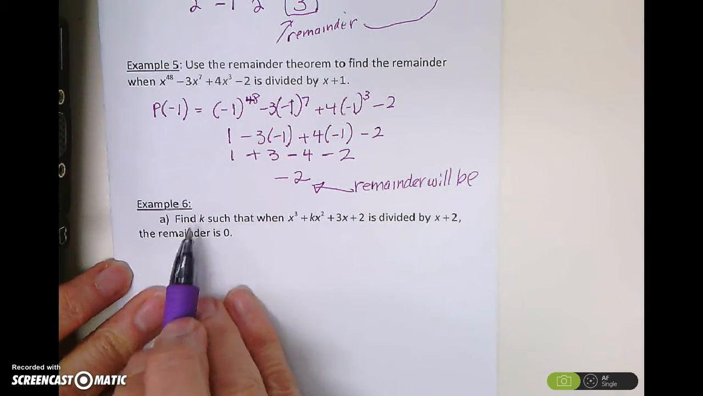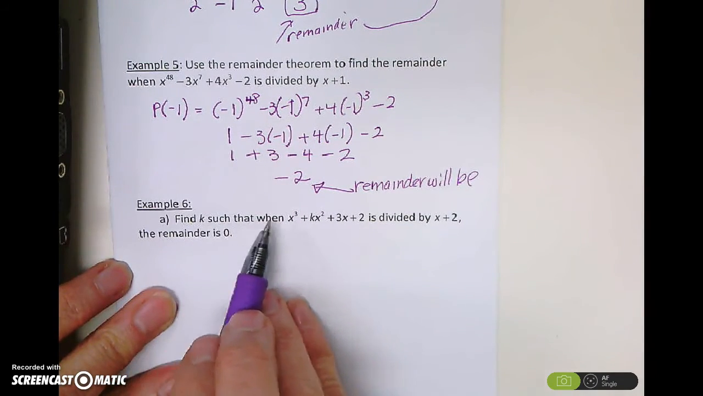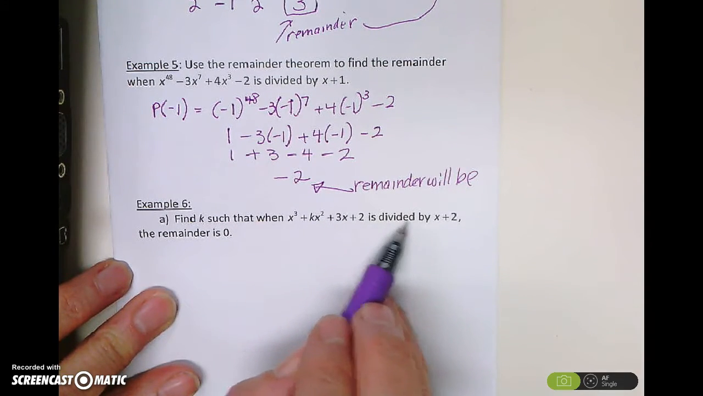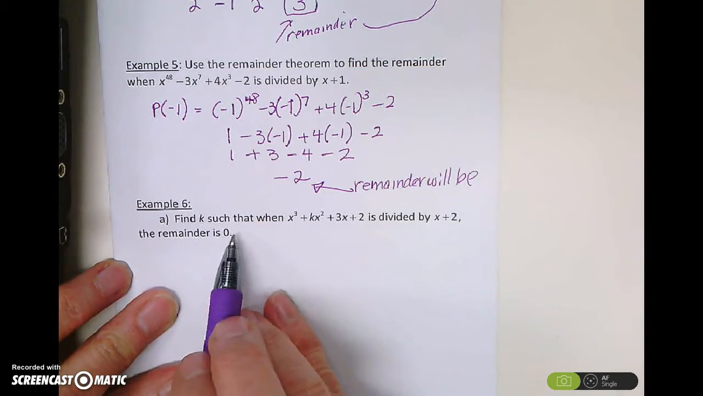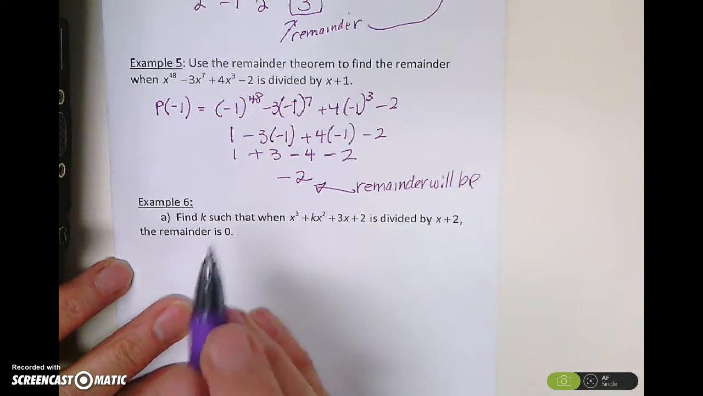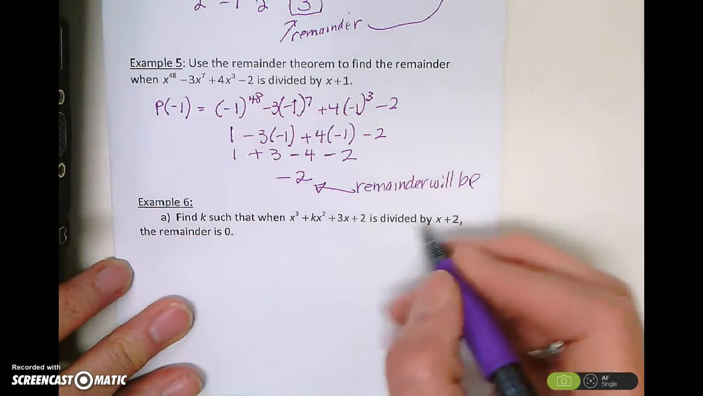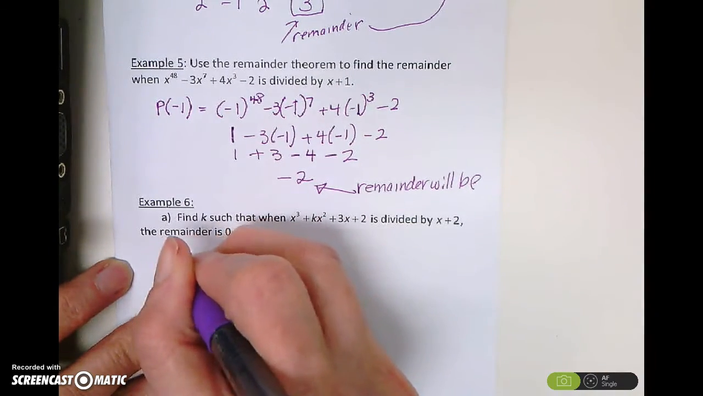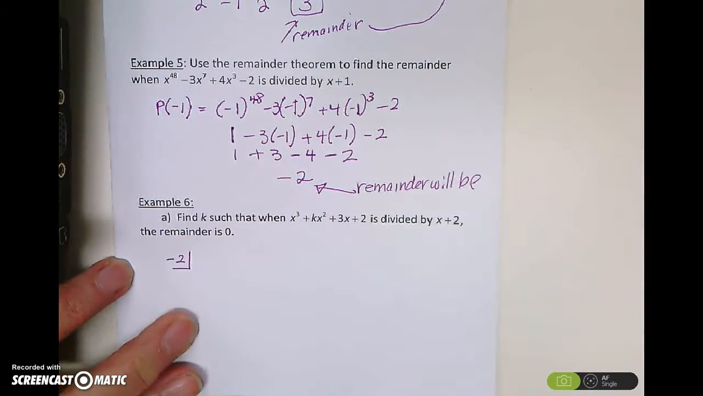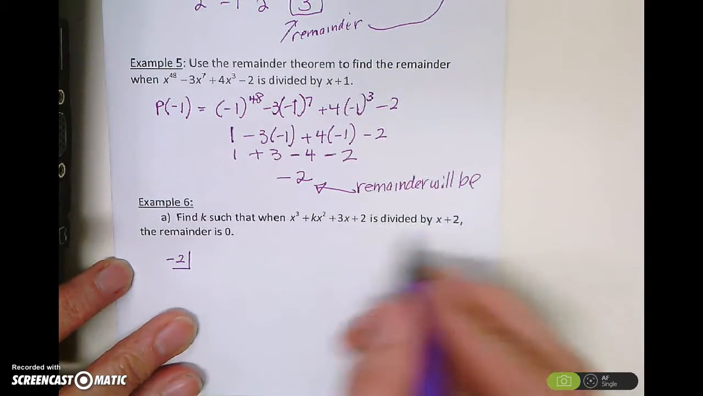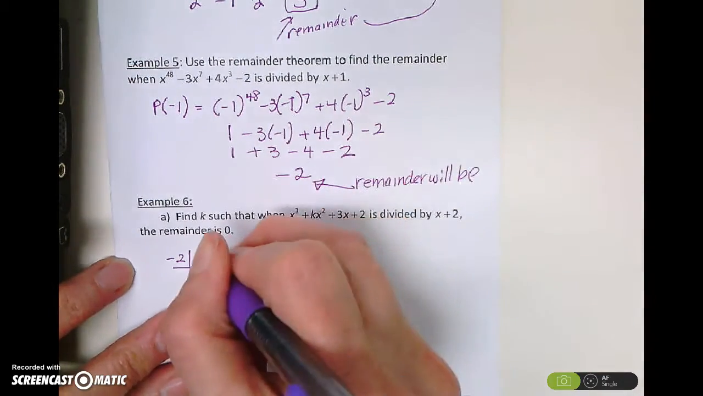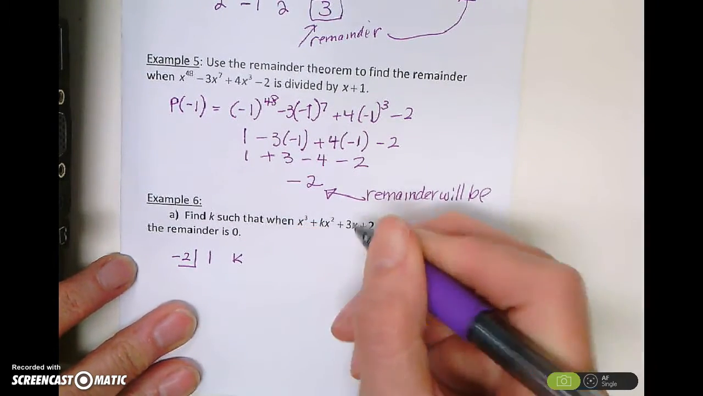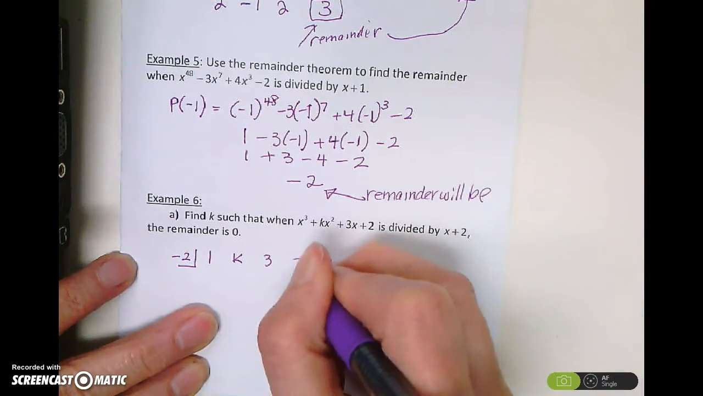All right, for example 6, you're going to find k such that when x to the third plus k x squared plus 3x plus 2 is divided by x plus 2, the remainder is 0. There's a couple different ways to do this. I like to do it with synthetic division. So since I'm dividing by x plus 2, I'll have negative 2 in my box. So it's always the opposite of the x plus 2. And then my coefficients are going to be 1, the coefficient of the x squared is k, 3, and then 2.